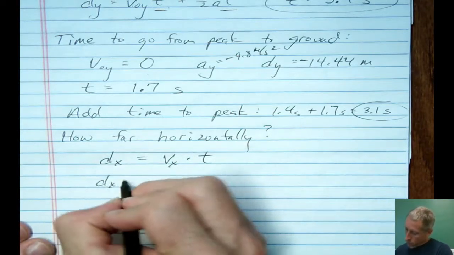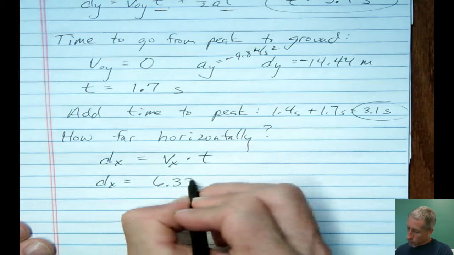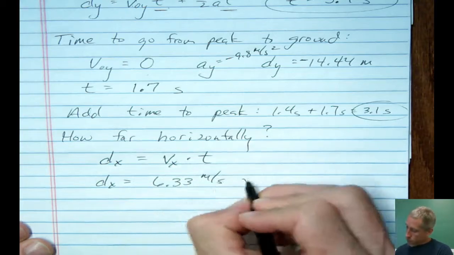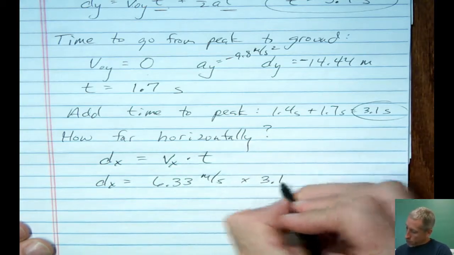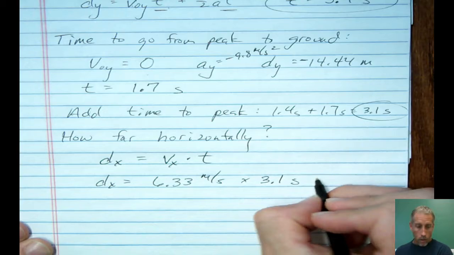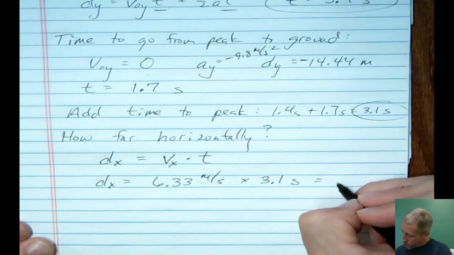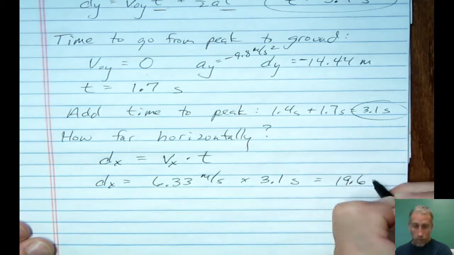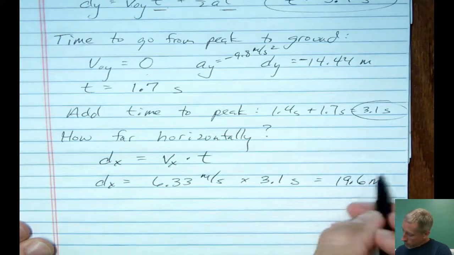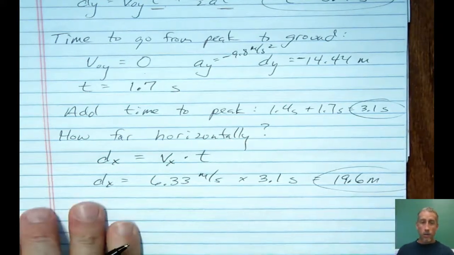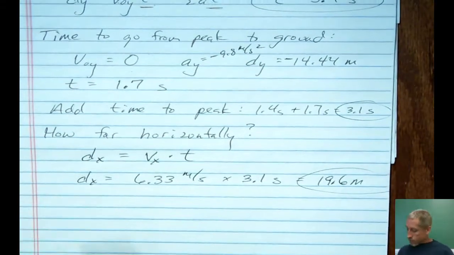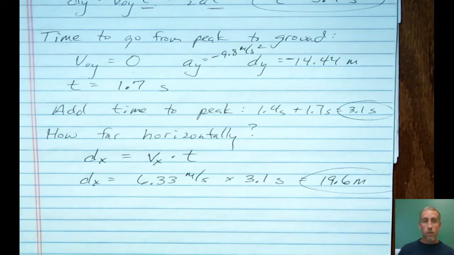So we know it was moving at 6.33 meters per second. We just determined it was in the air 3.1 seconds, and that gives us total displacement of about 19.6 or so. You might find some rounding differences. I'm using some numbers that I calculated previously. So that's how we would do the horizontal motion.